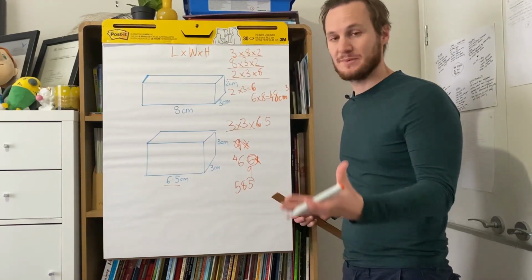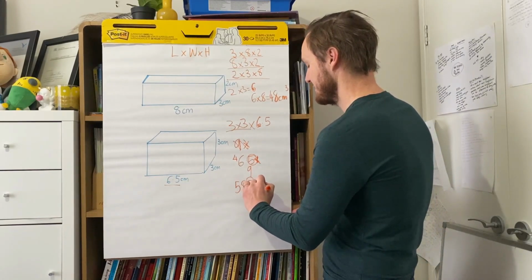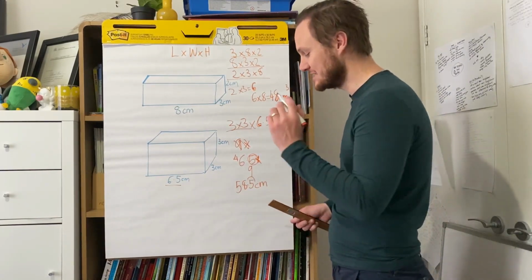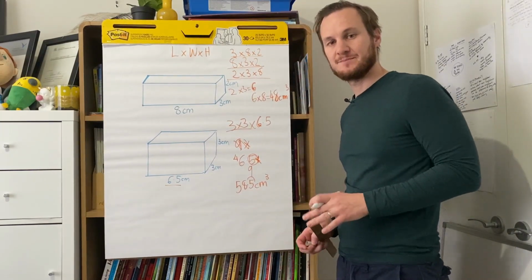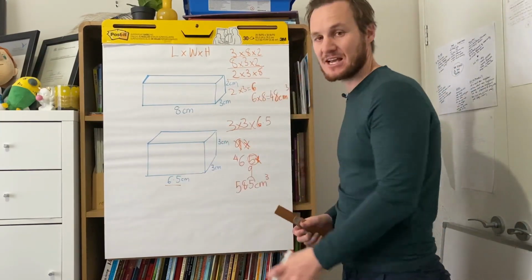It's just 58.5. It could be kilometers, it could be anything. Even centimeters is incorrect. You need to make sure, because you're doing volume, that it's centimeters cubed, okay? That's as easy as I can make it for you.